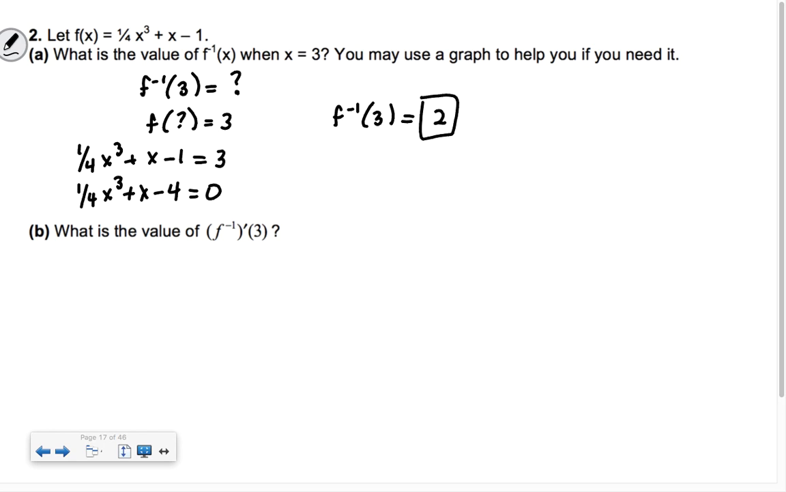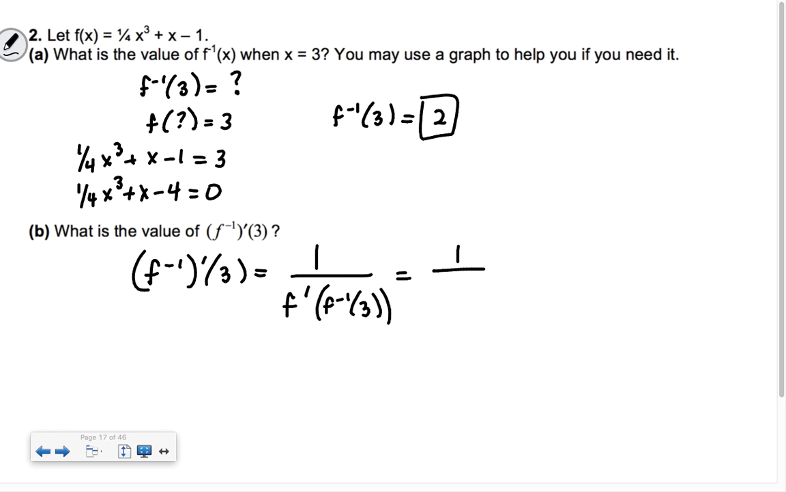So then it says, what is the value of f inverse prime of 3? So f inverse prime of 3 by the formula is 1 over f prime of f inverse of 3. So it's 1 over f prime of 2. We just found that. So then off to the side, we need to find f prime of x. So it's going to be 3/4 x squared plus 1.